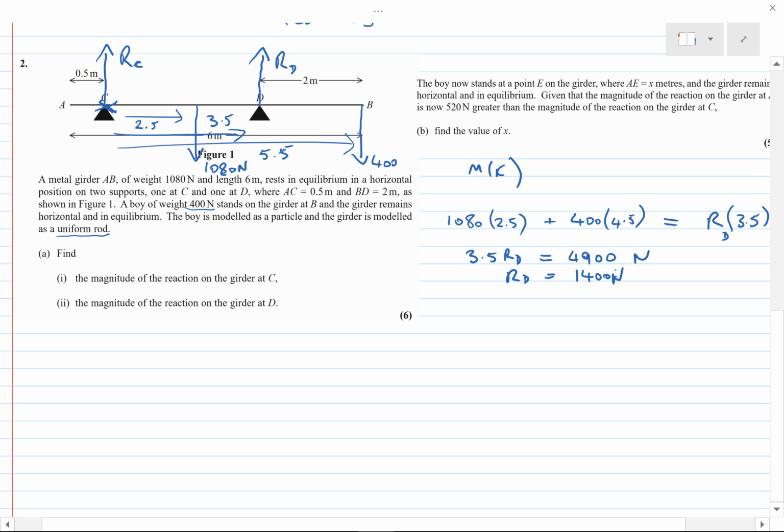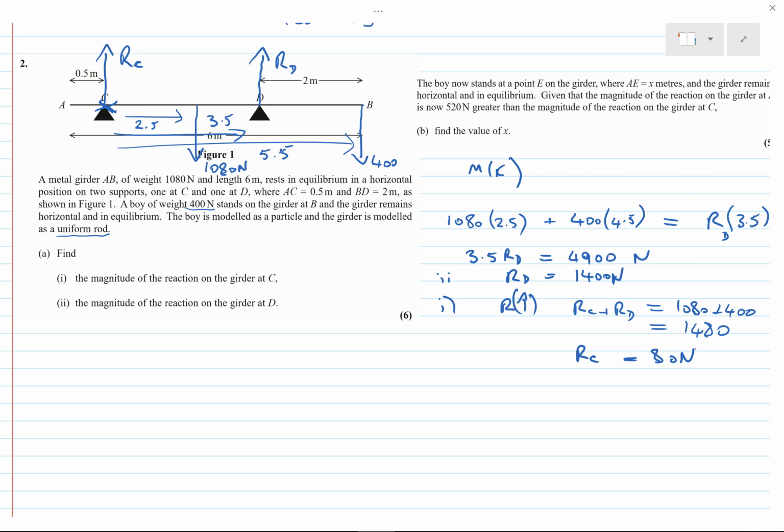Right, okay, well we worked out RD first, but it's easy to work out the other one because rather than take moments again, it's normally easier to just do forces up equals forces down. RC plus RD is equal to 1080 plus 400, 1480, but RD is equal to 1400, so RC is equal to 80 newtons. Okay, so that's part A done. Now let's have a look at part B.